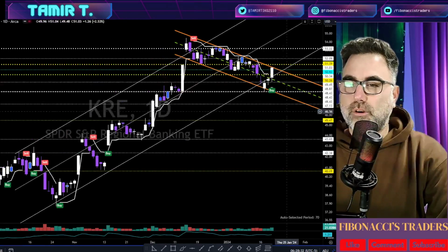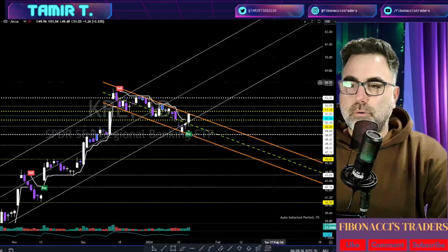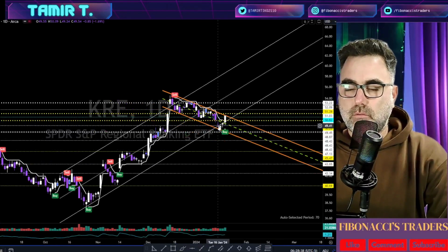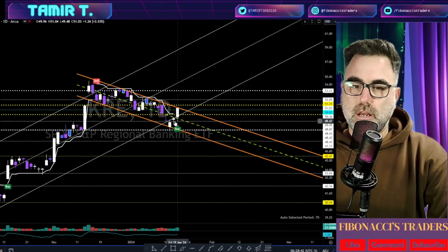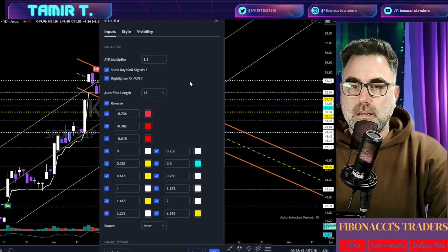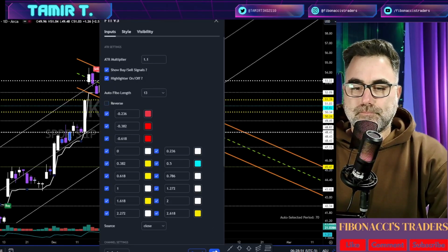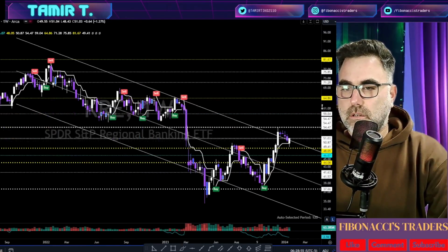KRE, 2.5% Friday. What do we have here? Broadening formation. Now we have this downtrend channel. KRE broke below it, went back inside, and then we got ourselves a buy signal. This is on the daily. And this is how it looks on the weekly.